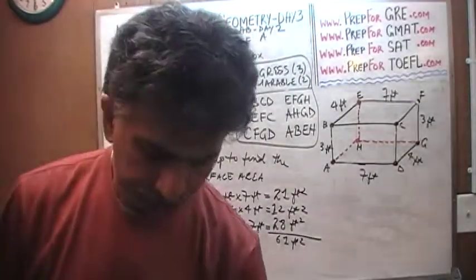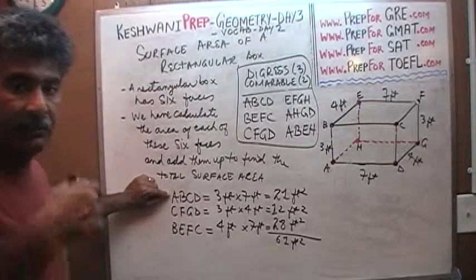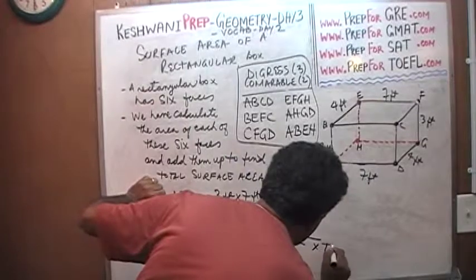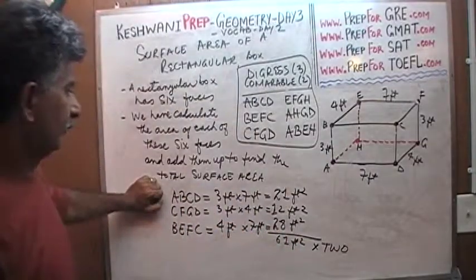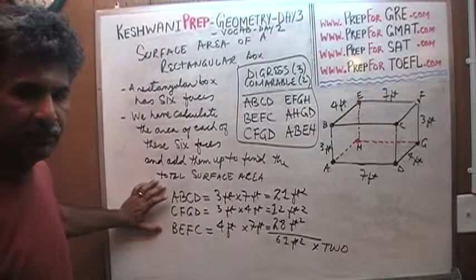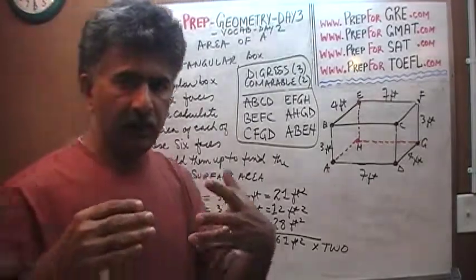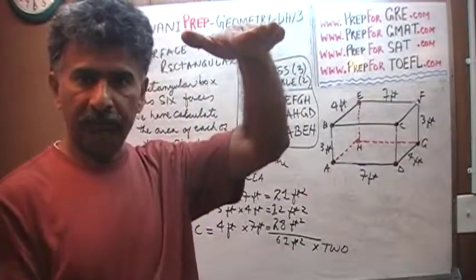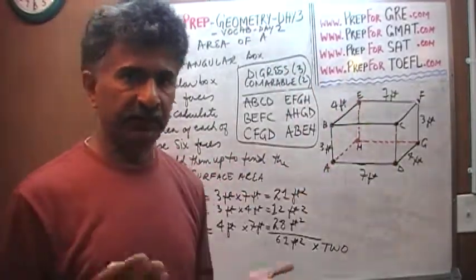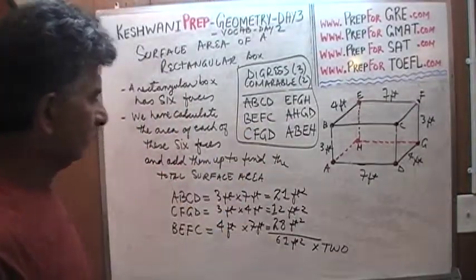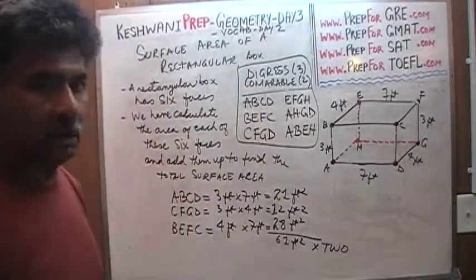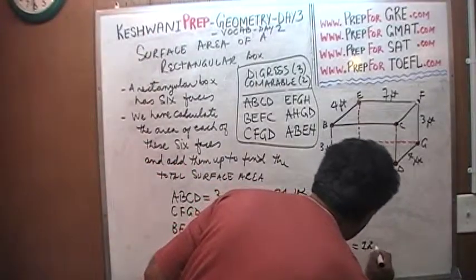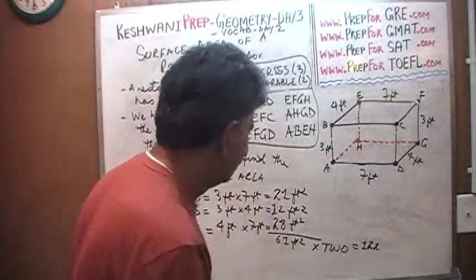Now remember, we have ABCD and then we have one in the back, so that they are in pairs. So we have to take this entire quantity and multiply it by 2, because we calculate the area of the three faces, and then we multiply it by 2 to get our 6 faces. One in the front, one in the back, one on the top, one on the bottom, one on the left hand side, one on the right hand side. There you go. So the total surface area of this rectangular box is 122 square feet.